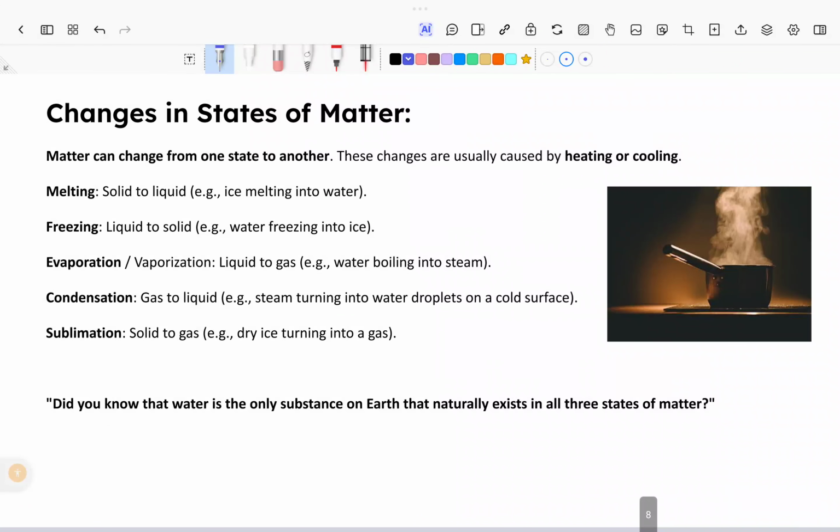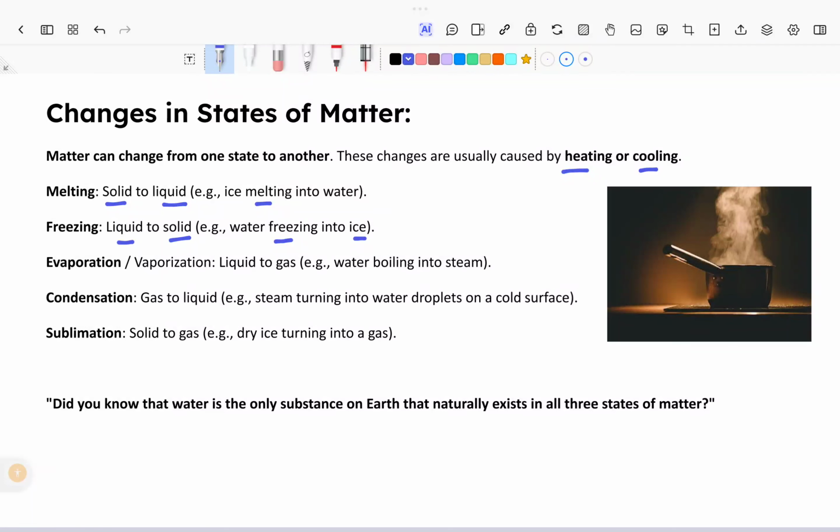Now we'll look at the changes in states of matter. Matter can change from one state to another, and these changes are usually caused by heating or cooling. Melting is the change of state from solid state to liquid state. For example, ice melting into water. Freezing is the change from liquid state back to solid state. For example, water freezing into ice.